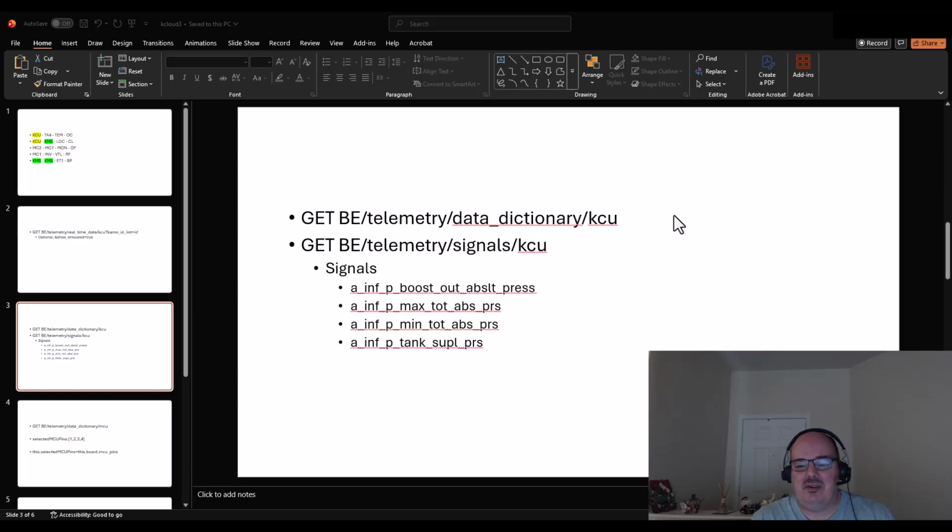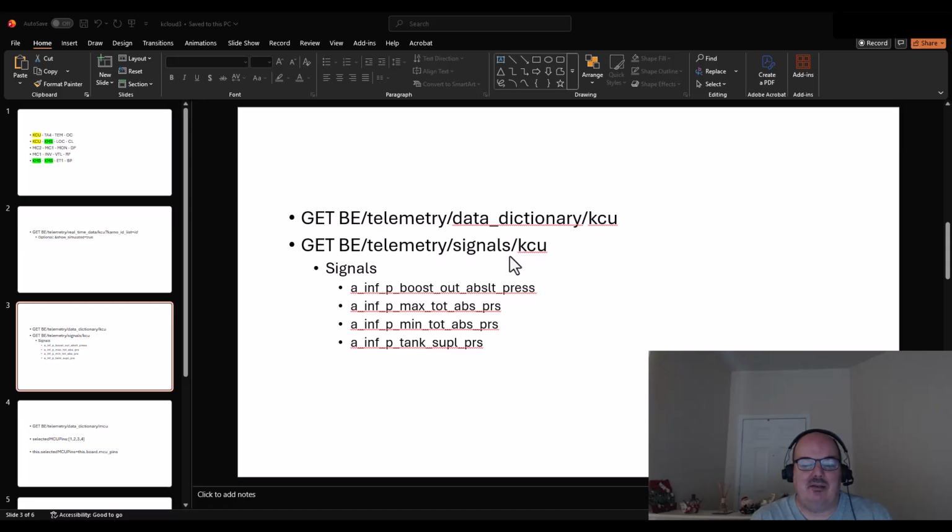I've mentioned this before in a previous part, but the backend also makes a call to a data dictionary for the KCU. And then the KCU apparently has signals, and some of them, it looks like a boost output of absolute pressure. And in the front end, it has in parentheses PSI. So it's definitely a pressure related thing.